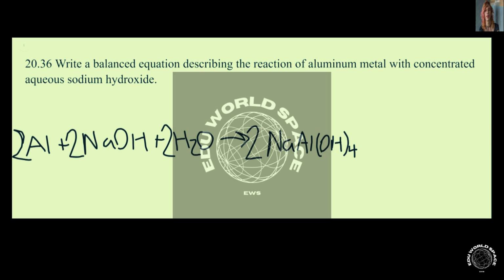So far we have 2 hydrogen atoms from our sodium hydroxide plus 4 hydrogen atoms from our water. That gives us 6 hydrogen atoms in our reactants. And then on the right-hand side, those 4 hydroxide ions give us 4 hydrogen atoms. So we have 2 fewer hydrogen atoms in our products than in our reactants. So to balance that, we're going to add hydrogen gas, H2. So now our equation is balanced. So the balanced equation is 2Al plus 2NaOH plus 2H2O forms 2NaAl(OH)4 plus H2.